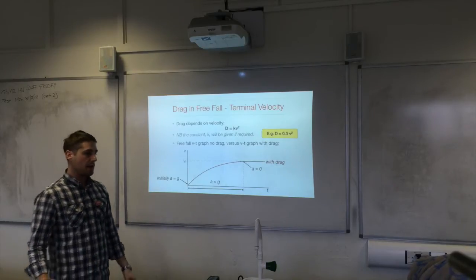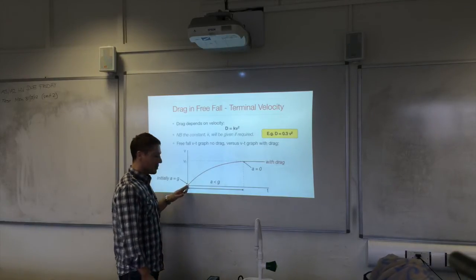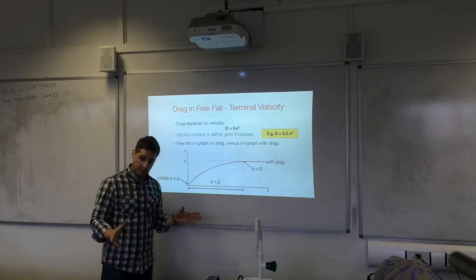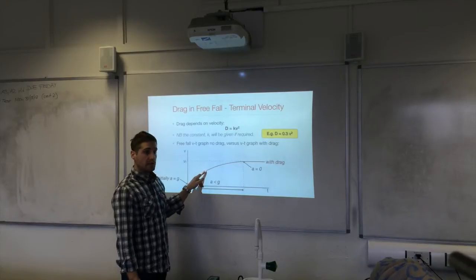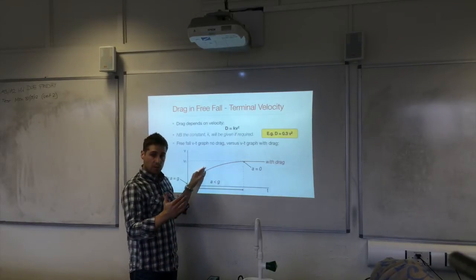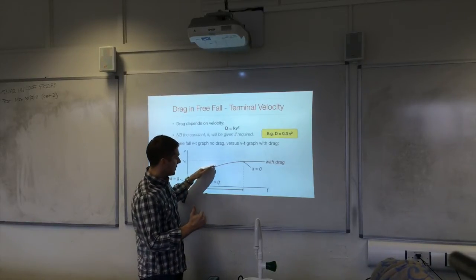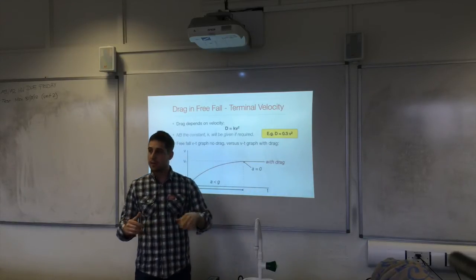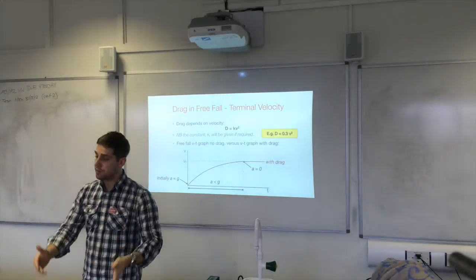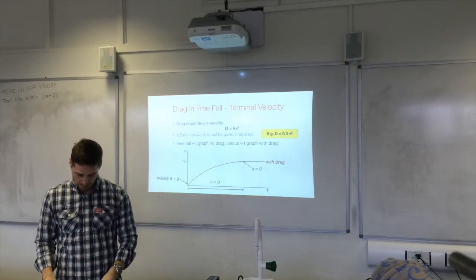And the reason for this is, initially, drag is zero because your velocity is zero. Then your drag starts to increase, and therefore your resultant force is decreasing, which is weight minus drag. Eventually the drag will equal the weight, so you've got zero resultant force, zero acceleration. Okay?